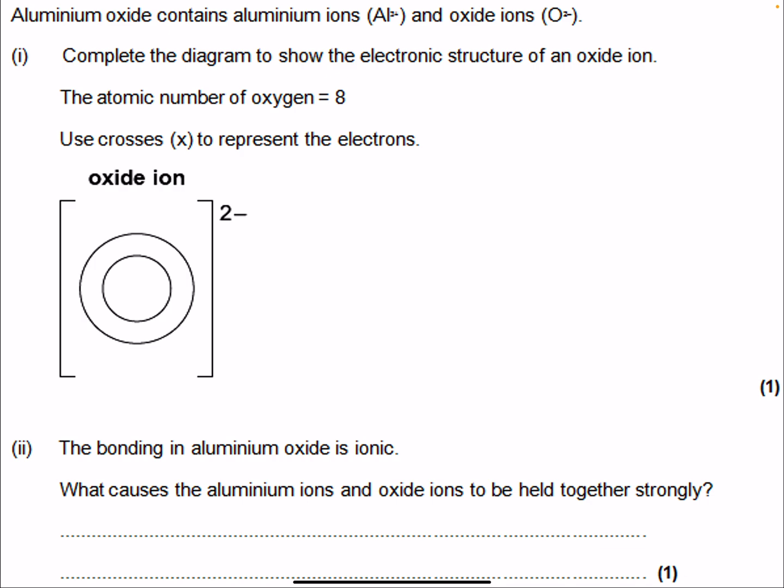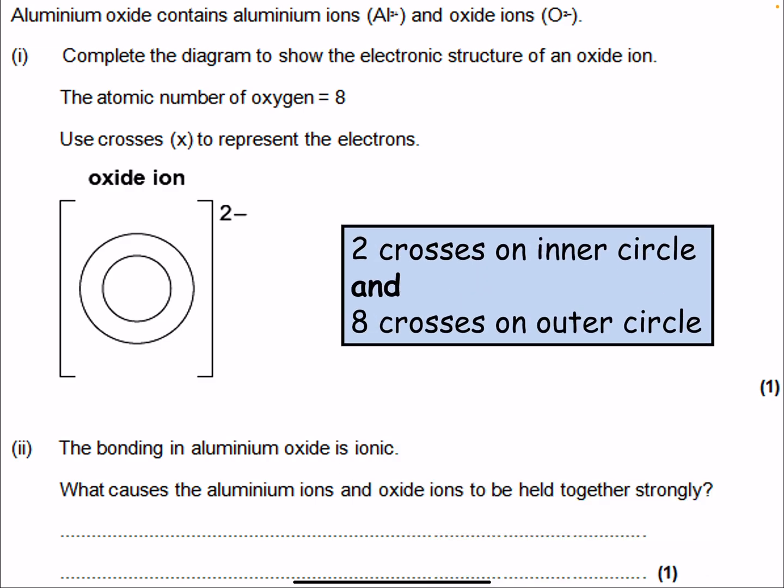Complete the diagram to show the electronic structure of an oxide ion. It's giving you the information: the atomic number of oxygen is 8. Use a cross to represent the electrons. Two crosses on the inner circle, and 8 on the outer. Because the atomic number is 8, oxygen is 2, 6. But because this is an oxide ion, it's gained 2 electrons, so you put 2 more on. So there: 2 crosses in the inner circle, 8 crosses on the outer circle. Worth 1 mark.